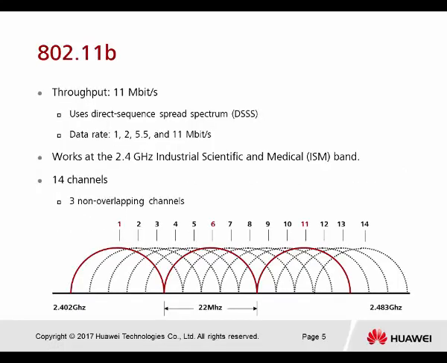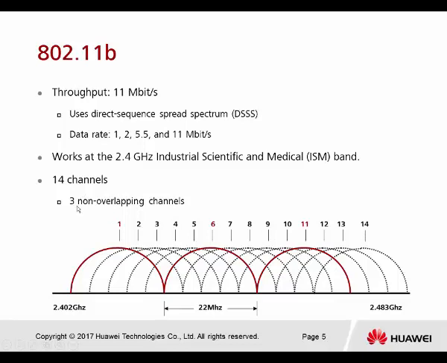For 802.11b, the throughput is 11 megabit per second. It only uses DSSS to do the modulation. The data rates supported are only 1, 2, 5.5 and 11 megabit per second. It works only in the 2.4 GHz band, so they have a total of 14 channels. And why is it 14 channels? Because for the B, in some countries, for example Japan, there are a total of 14 channels available. But this doesn't apply to other countries. So this is the optional one.